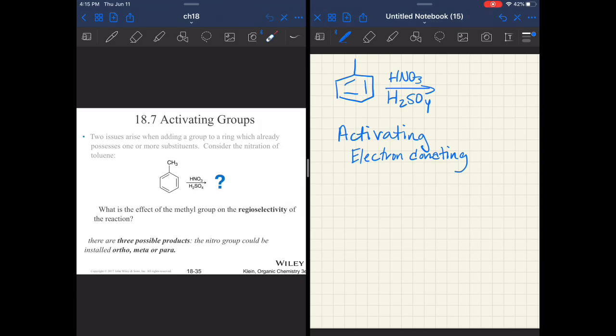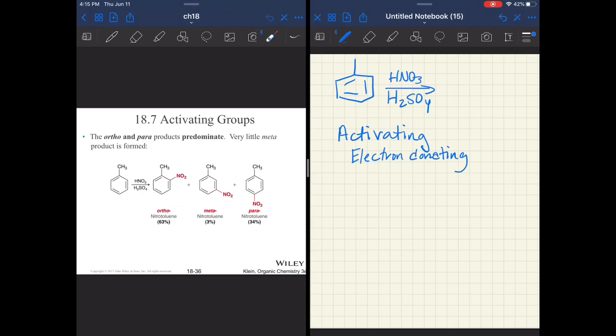Now, we all want to know about that regioselectivity. So let's look at the products. The ortho product makes up 63% and para 34%. Now, that can be explained, this being double that of para, because there are two positions that would give you ortho-nitrotoluene as compared to one position, para-nitrotoluene. But you notice hardly any meta product is made.